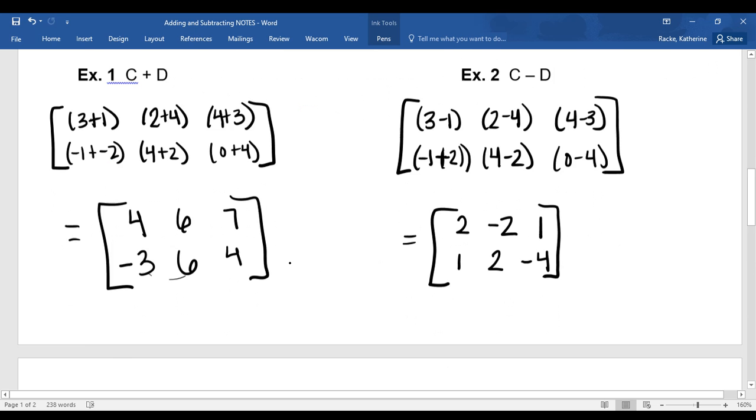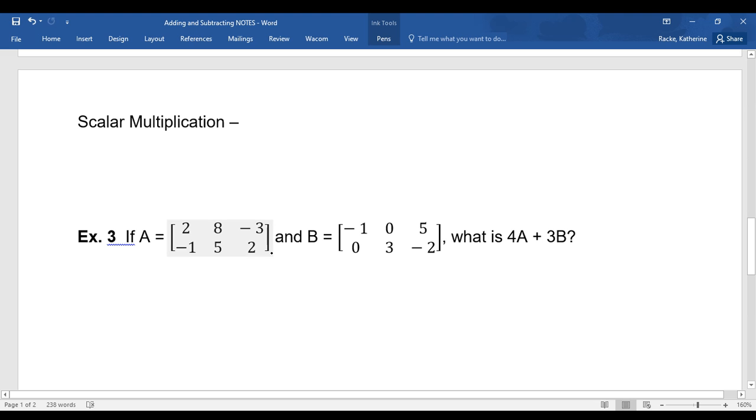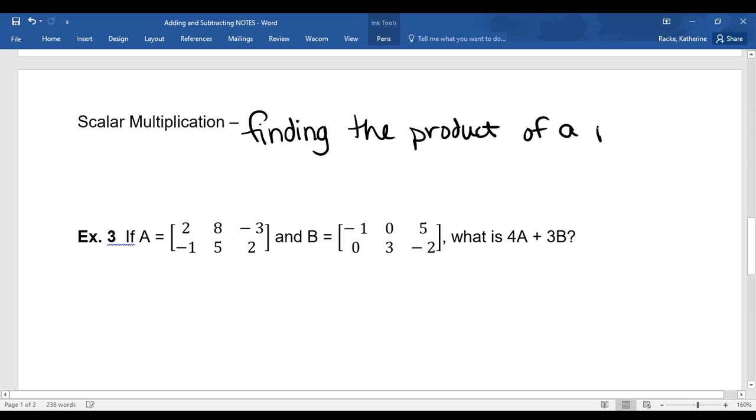All right, moving on to scalar multiplication. Scalar multiplication is finding the product of a real number and a matrix. Multiply each entry by the scalar.